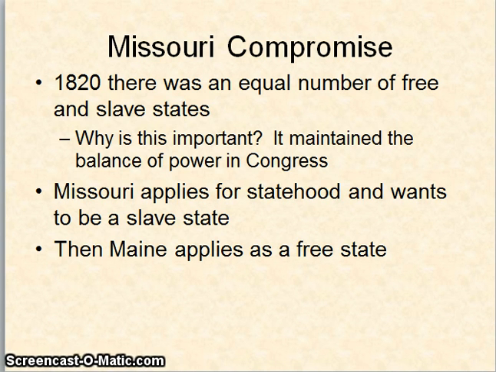And the southern states are concerned that there might be more free states in Congress because they feel like the laws will become anti-slavery. So everybody's really concerned about power. Power is what ultimately is going to make the Missouri Compromise occur. So Missouri wants to become a state, and they want to become a slave state. Maine wants to become a free state. They also apply for statehood during this time period.